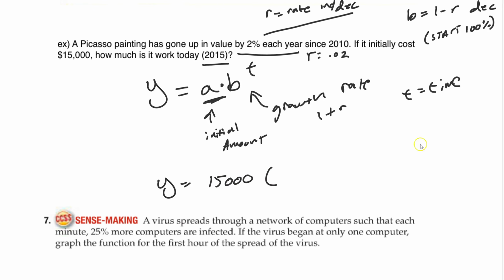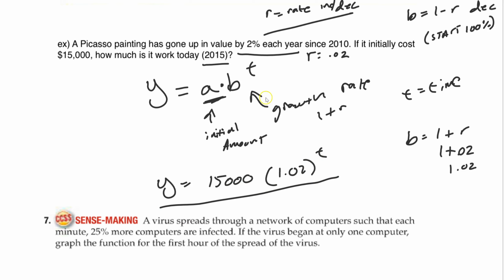My growth rate, so we have to figure that out. Now B is 1 plus R, so in this case it's 1 plus 0.02, 1.02. That's its growth rate. It's growing at 2% each year, so it's 100% of what it costs now, plus the 2% we're increasing, times time. So that's my equation, and I'm trying to figure out how much it's worth in 2015.